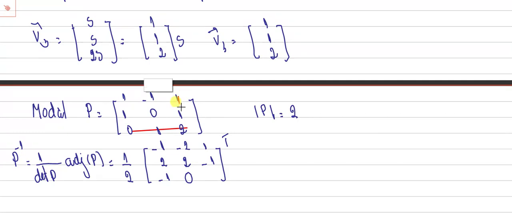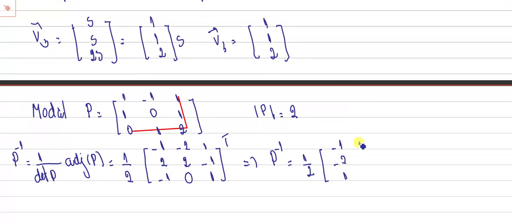The column 3, we omit this one. It is 0, is 1. 3 by 3 is 1, yeah. Plus is 1. So now we can write P power minus 1 is 1 over 2, 1 over 2, and this one is transpose. We can write minus 1, minus 2, 1, 2, 2, minus 1, minus 1, 0, and 1.